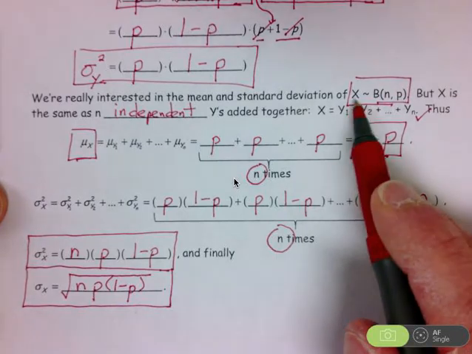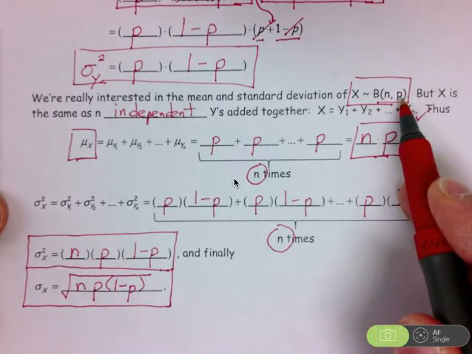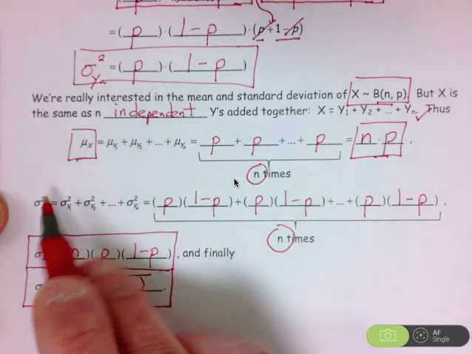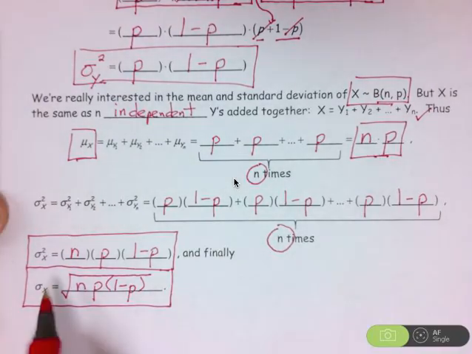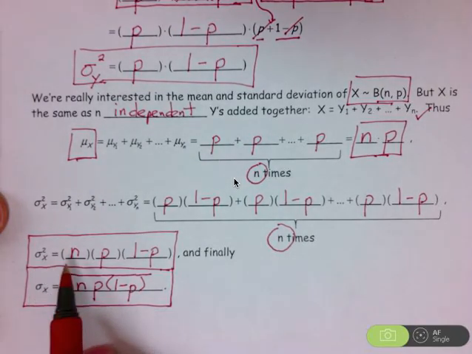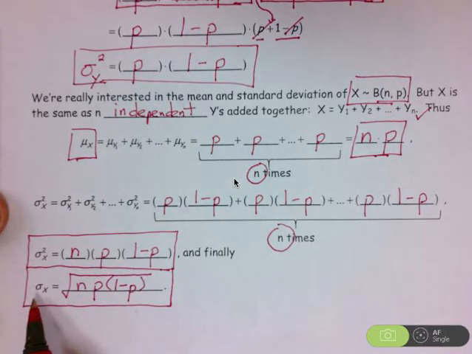So when x is distributed binomially with n trials and a success probability of p, and we have our 4 conditions satisfied, then the mean of x is represented by n times p. The variance of x is represented by n times p times 1 minus p. So the standard deviation is the square root of n times p times 1 minus p.